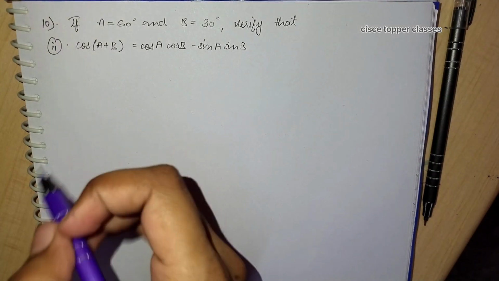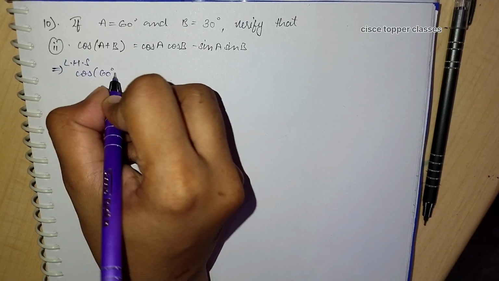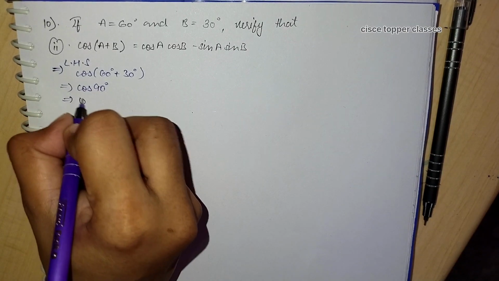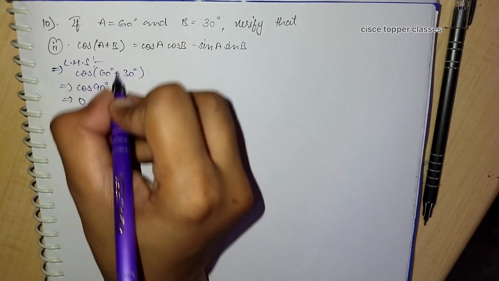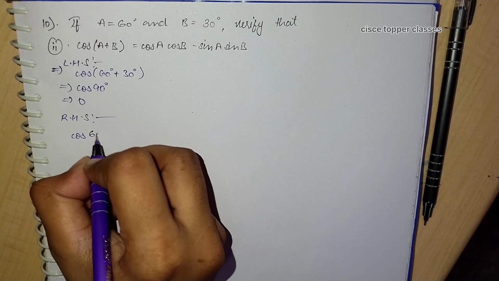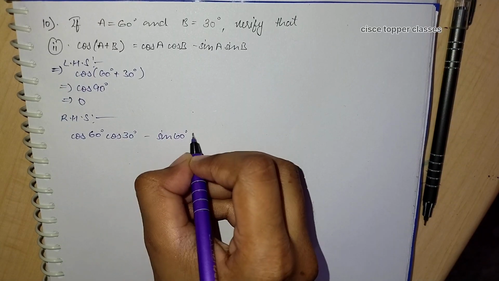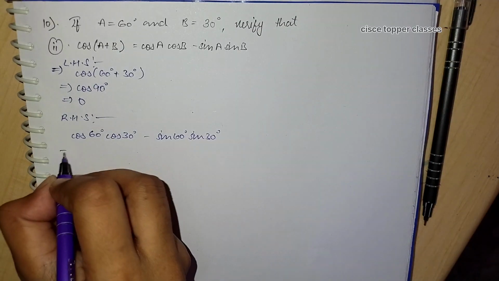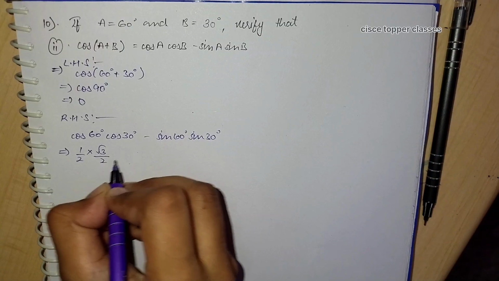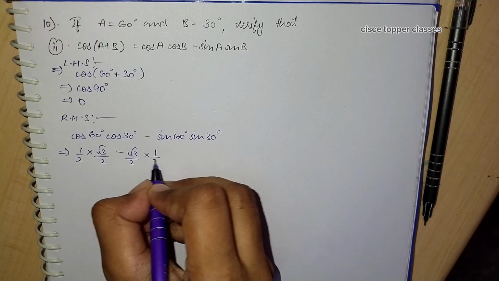Let us solve question number 10, second part. On the left hand side, we can write cos of 60 degrees plus 30 degrees, which will be 90 degrees, meaning cos 90 degrees is equal to 0 here. And if we take the RHS part, this will be cos A, where A is 60 degrees, cos 30 degrees minus sin 60 degrees, then sin 30 degrees. So cos 60 degrees will be 1 by 2, into cos 30 degrees, under root 3 by 2, minus sin 60 degrees, which will be under root 3 by 2, into sin 30 degrees, 1 by 2.